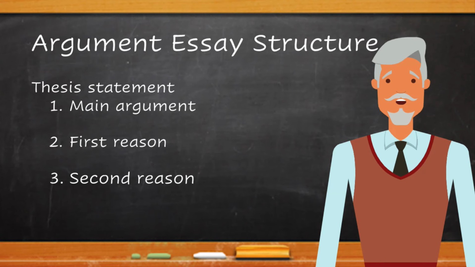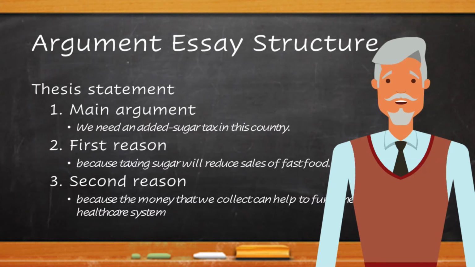Give your thesis sentence a 3-part structure. Summarize your point of view. At the end of the same sentence, add a concise first reason and a second reason. In this way, your thesis will help to structure the rest of your essay, by anticipating the topics of the next 2 paragraphs. Here is an example. We need an added sugar tax in this country. Because taxing sugar will reduce sales of fast food, and because the money that we collect can help to fund the healthcare system.